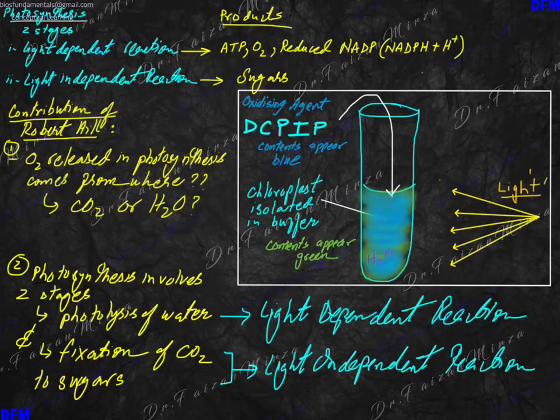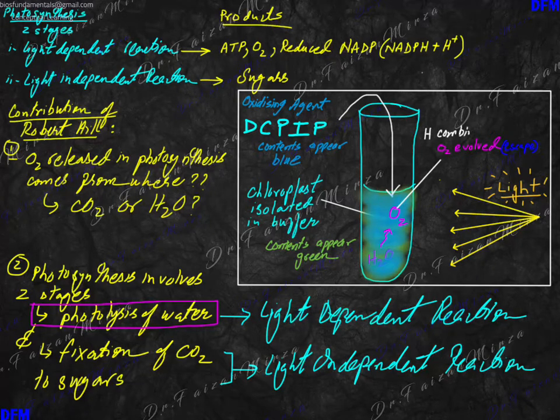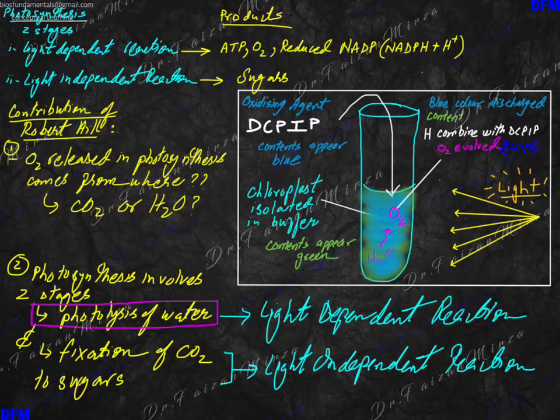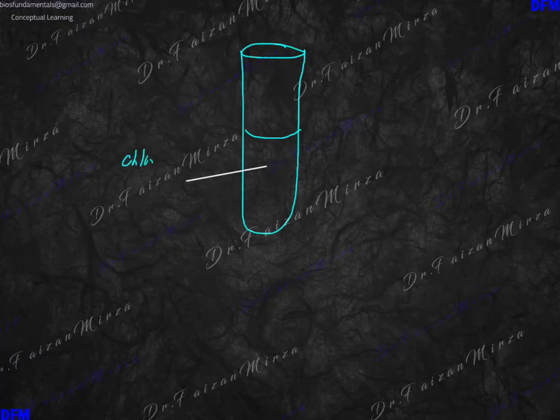Next, he removed that aluminum foil and the light was irradiated onto the test tube. As the light fell on the chloroplasts in the test tube, water photolysis occurred. Water was split into oxygen, and hydrogen was released as well. So oxygen evolved and escaped, whereas hydrogen combined with DCPIP. You know that when hydrogen is gained by a substance, the substance gets reduced. So we have reduced DCPIP being formed, and this oxidizing agent ended up consuming the hydrogen that was released from photolysis of water. The blue color is discharged and the contents of the test tube once again turn green. So the blue DCPIP turns colorless.